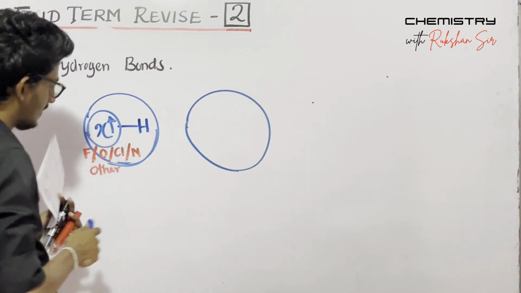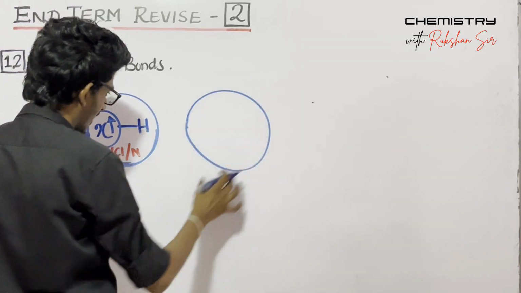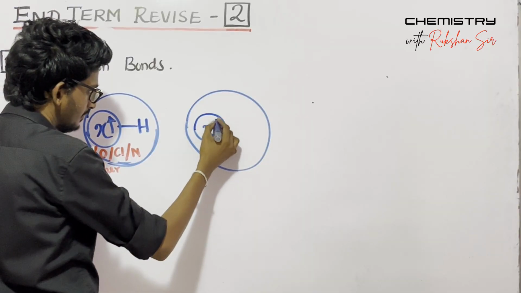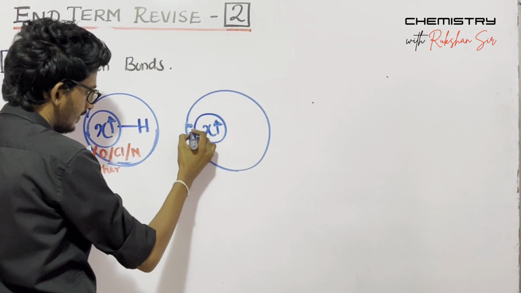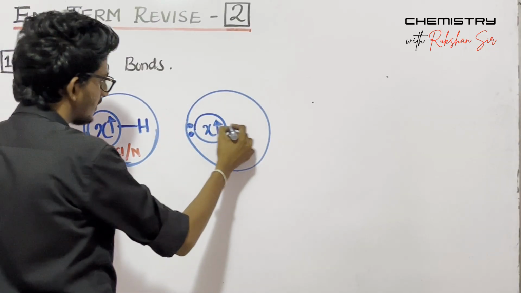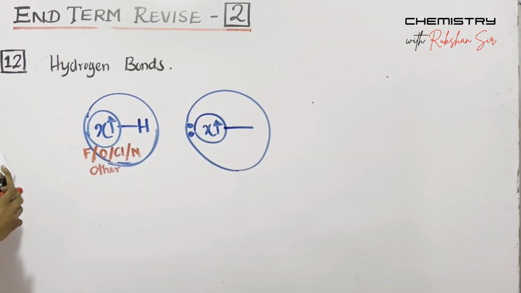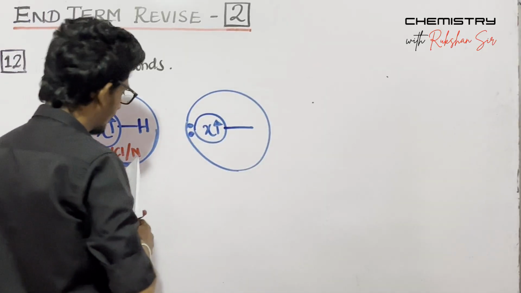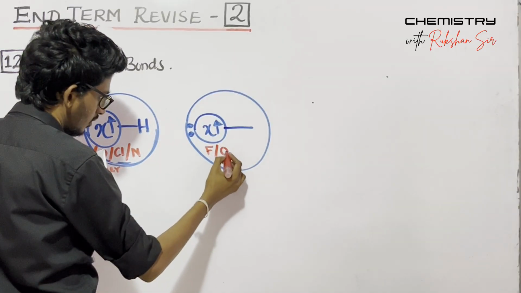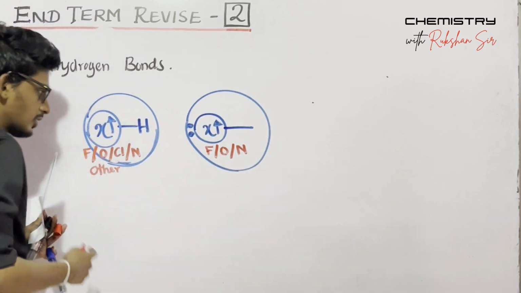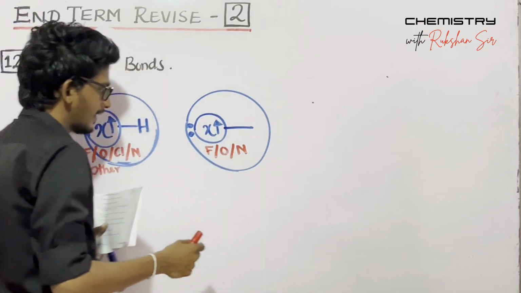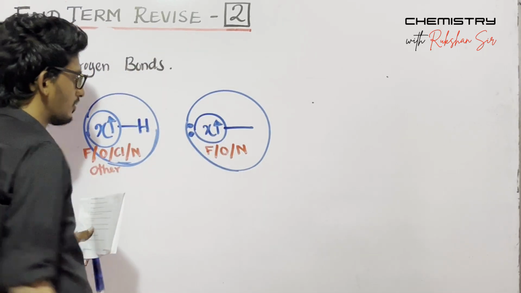From the other molecule, there should be a highly electronegative atom with a lone pair. This lone pair is very much needed. As this highly electronegative atom, we can consider fluorine, oxygen, and nitrogen. Not chlorine. Chlorine can't act as the lone pair donor of hydrogen bonds, right?